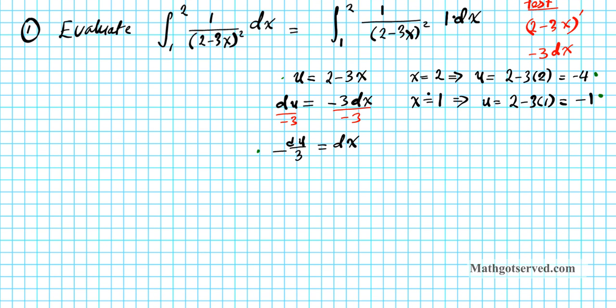So let's go ahead and rewrite it. We're now going to have the integral from -1 all the way to -4 of, let's see, 1 over, now instead of this entire (2 minus 3x) squared, it's simply going to be u squared. Now, dx, or 1 dx, is the same as this. We just replace that with negative du over 3. Okay? So this is what it's going to look like.